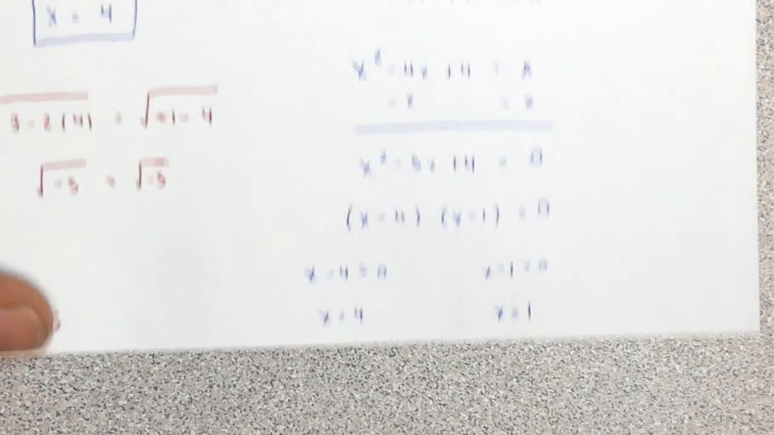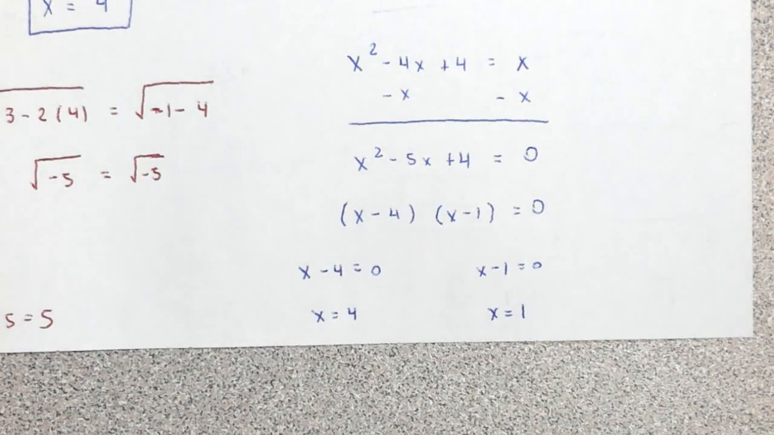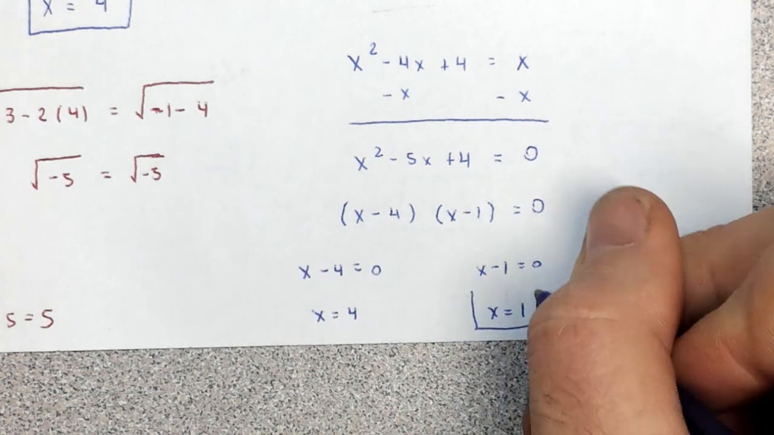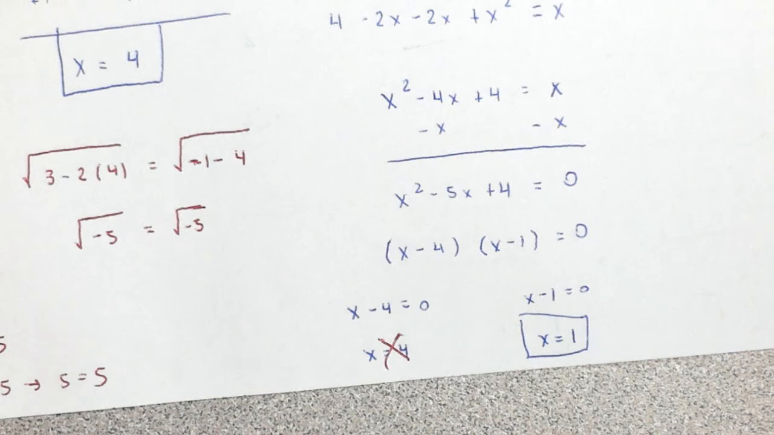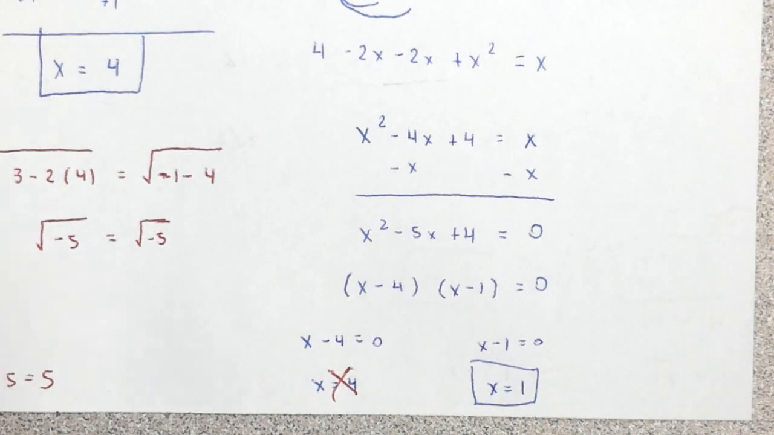So my 4 was an extraneous solution. My 1 ended up being my only answer. Get out of here, 4.